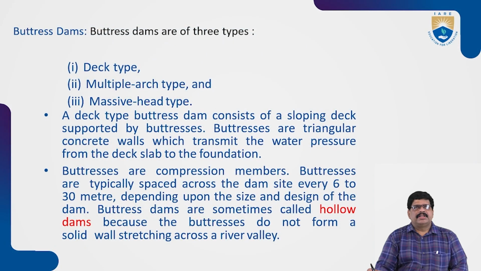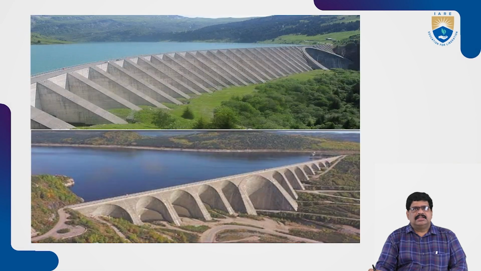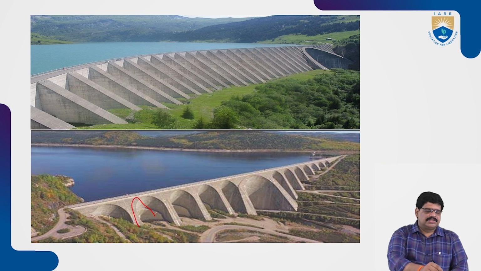And the buttress dam. What is a buttress dam? In the buttress dam, you have three types: deck type, multiple arch type, and massive head dams. These are the three types of dams constructed. The deck type of buttress dam consists of a sloping deck and the supporting buttress. Let us show that. These curves are what we call a buttress dam.